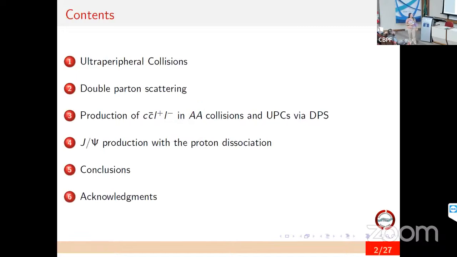First, I'm going to give you a very quick and general picture of ultra-peripheral collisions and double parton scattering. Then I'm going to talk about a specific process and how we built a specific procedure to evaluate the DPS cross-section for that. Then I'm going to show you the work that we are doing right now, some very preliminary results and some perspectives.